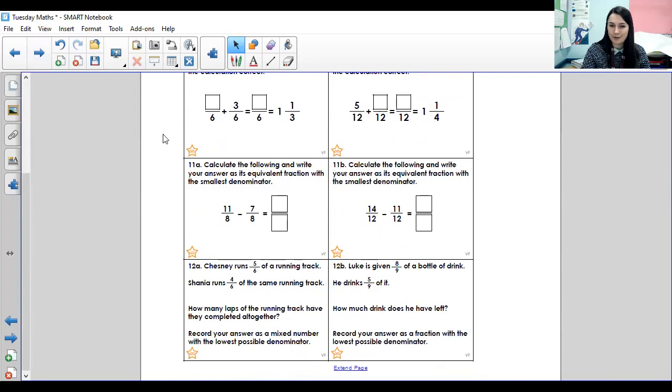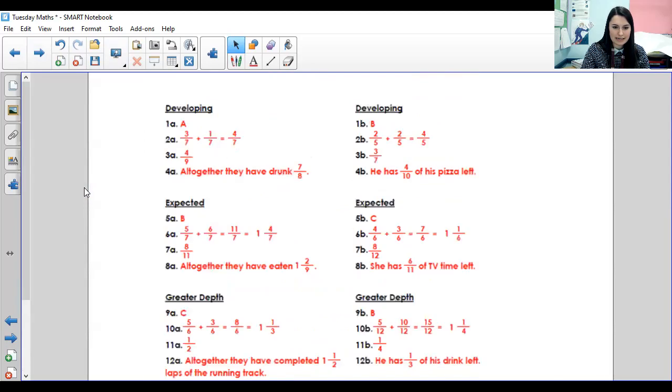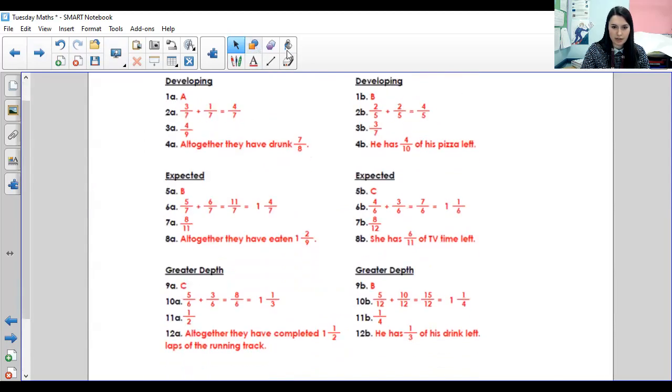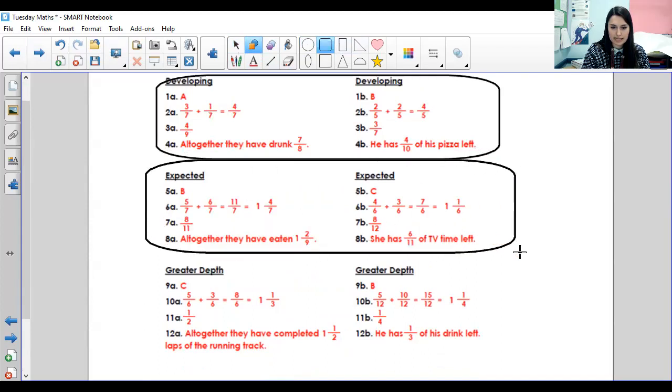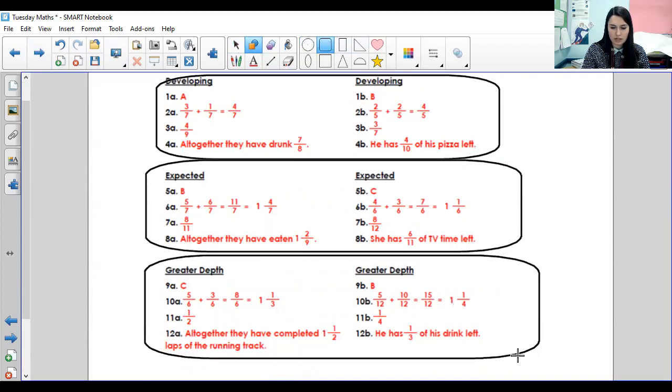Okay, hopefully you've had a go at those, and I'm going to go through the answers. So I will zoom in slightly. This was the first screen I was showing here, questions 1 to 4. This was the second, and this was the last screen. So pause there to mark your work.